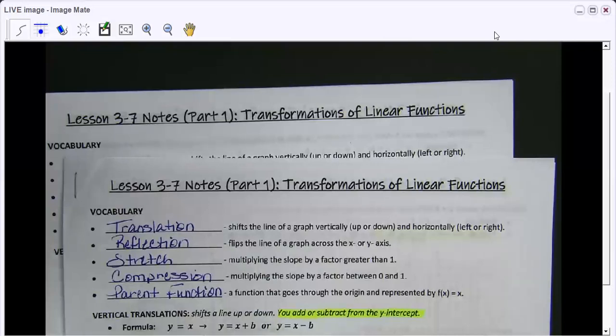Reflections can either reflect across the X or the Y axis, and the rules for those are very specific. If you reflect it across the X axis, you're multiplying your slope and your Y-intercept by -1. If you reflect it across the Y-axis, you only reflect the slope by -1. I mean, you only multiply the slope by -1.